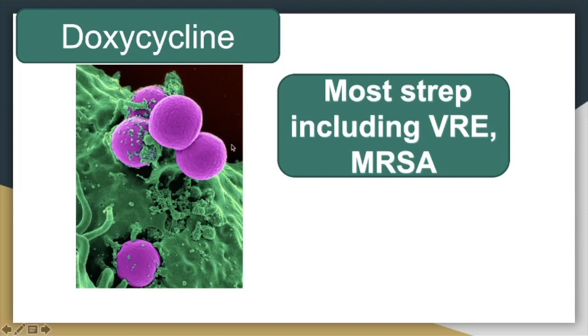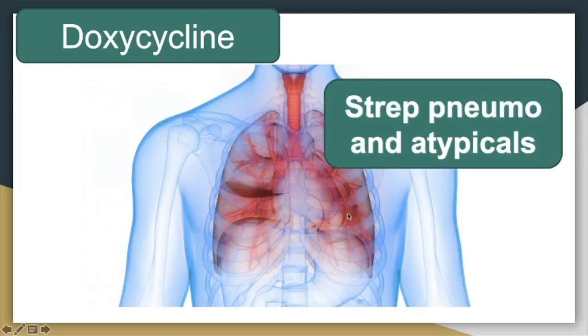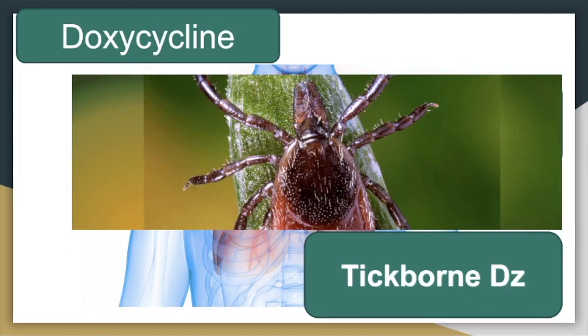This purplish color reminds us that these are all gram-positive organisms. The other thing it will cover is, again, strep pneumo, and the atypicals. It will cover, for example, Legionella, a lot of atypical pneumonias that we would treat. It also has some gram-negative coverage, so I just wanted to stress that. And it also is our treatment of choice for our tick-borne diseases.